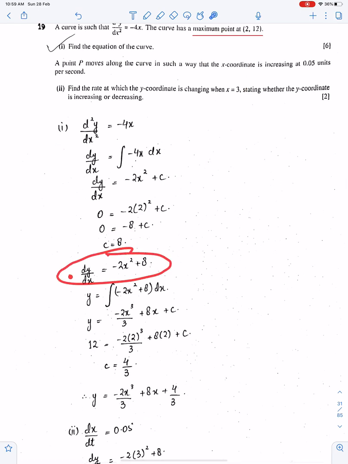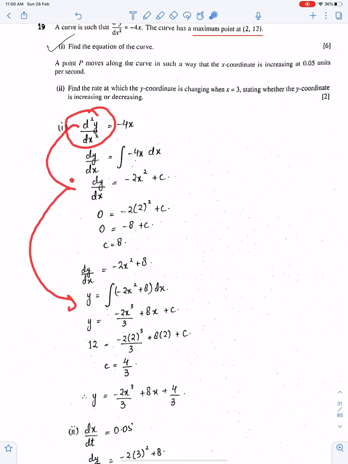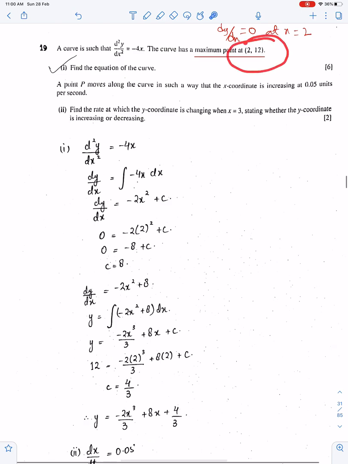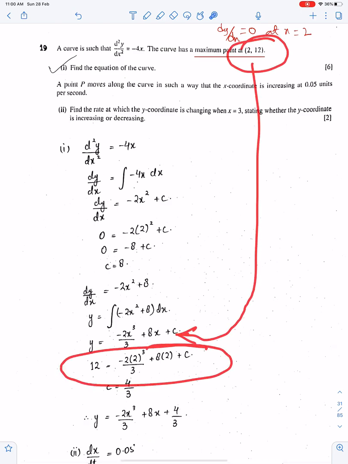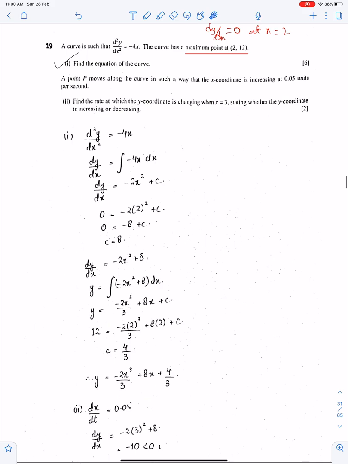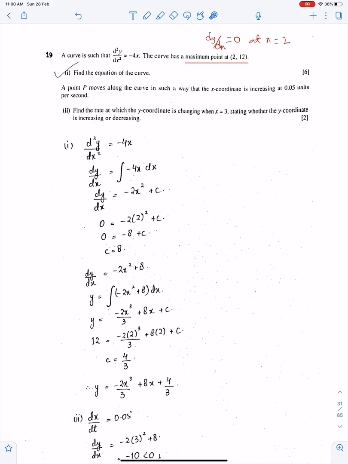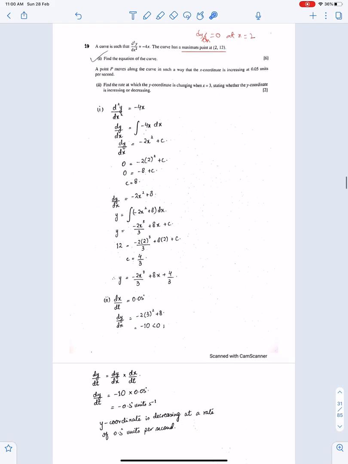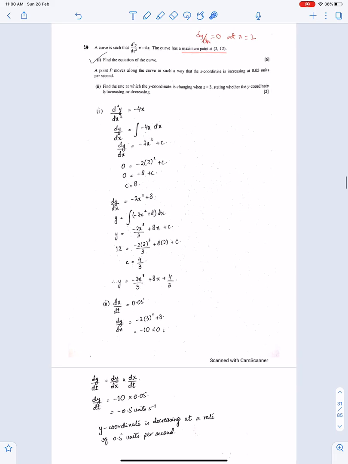Now the question is very simple from this step. Again you have to integrate this, because when you integrate twice, you get y. This is the first time you integrated, and this is the second time. So this will become minus 2x cubed upon 3 plus 8x plus c. With the help of the point (2, 12), we can get the value of c. This is the equation of the curve. If you want to take a screenshot of the first part, you can. The second part is simple. If you want the solution of the second part, you can take it. Now you can take the solution of the entire question if you want.